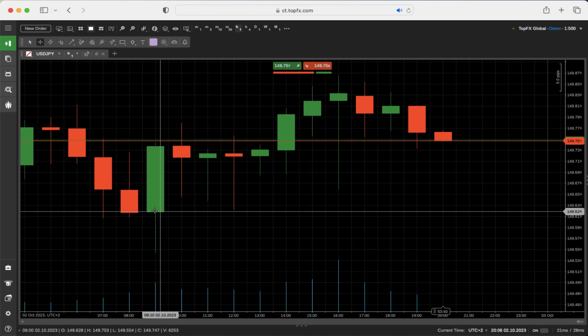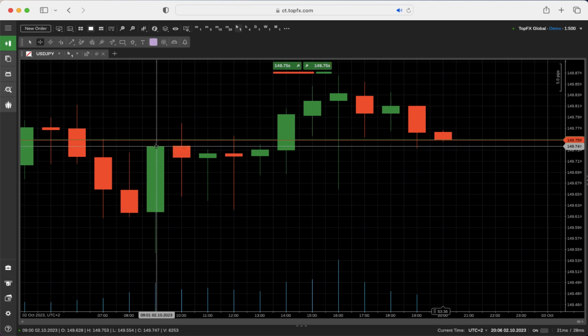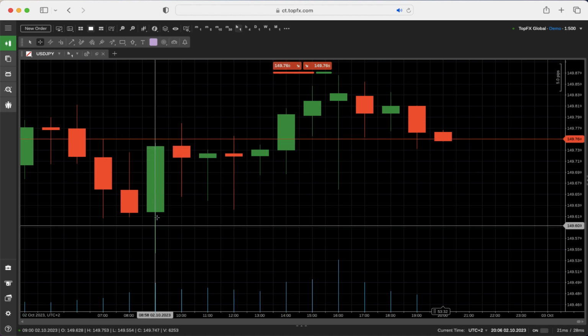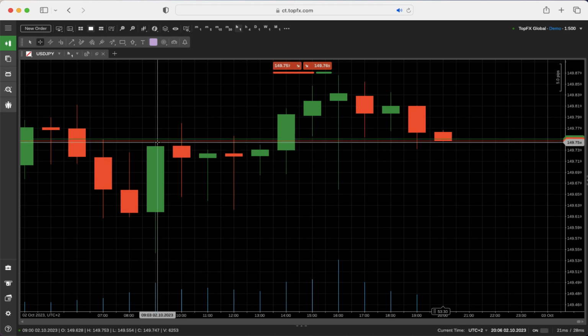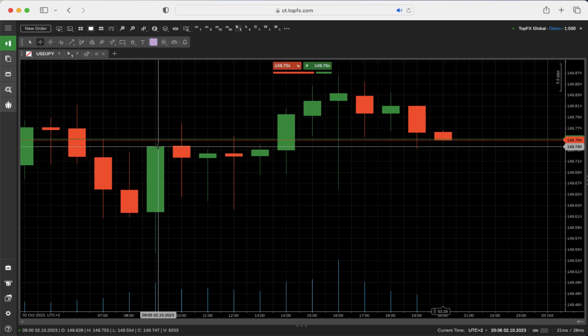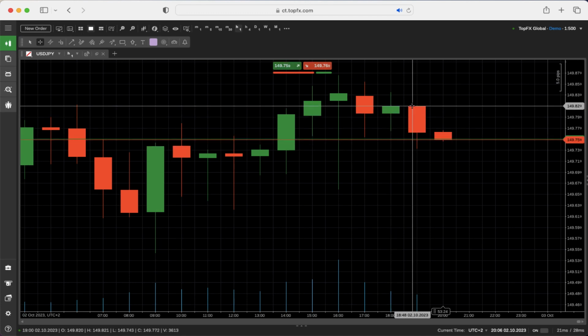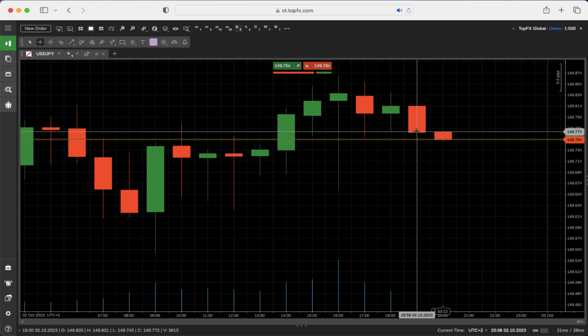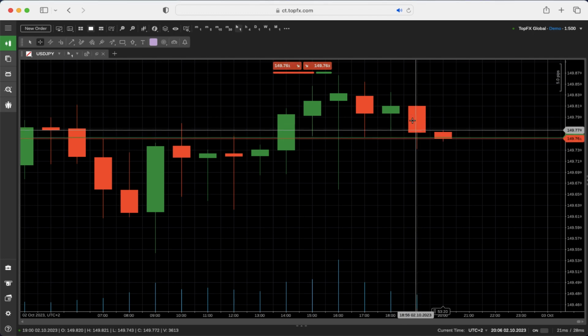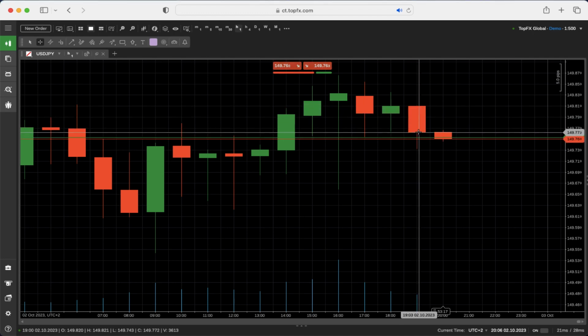Eventually the market opened, remember, market opened here. Eventually the market closed around the level of 149.74. So the market opened here, closed higher, which is why this candle is green. So it is an up candle. Market opened higher and closed lower, which is why this is a down candle, which is why it's red. Okay, and that has consequences on our chart as well.